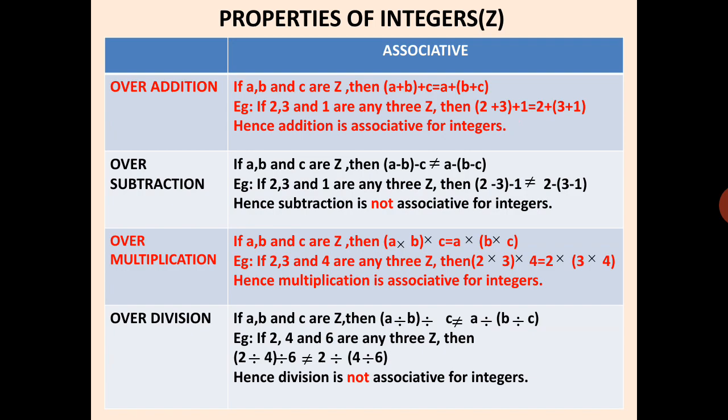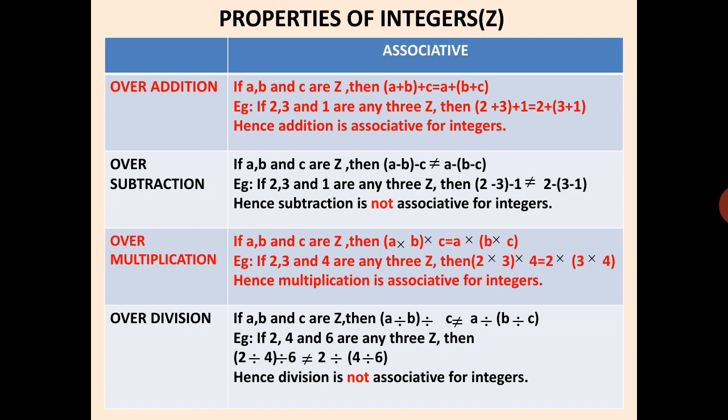The next, over multiplication. Now again you try with an example. You will see that in this case, that is in the case of multiplication, both sides are equal. When both the sides are equal, we'll say that multiplication is associative for integers.